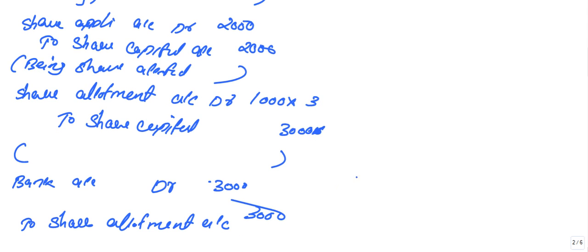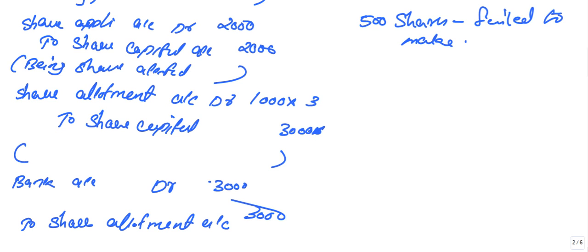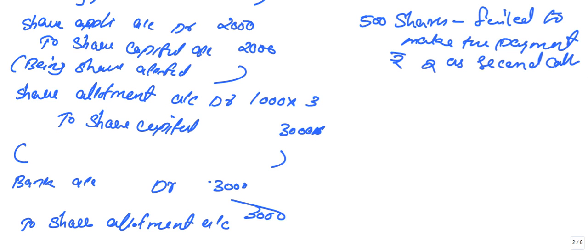In that case, what will happen? Yesterday we said some people may fail to make the payment of any call. So here I am saying the person who took 500 shares failed to make the payment of the second call money. So that is what we call calls in arrears. What is the due transaction? Write the journal entry first.